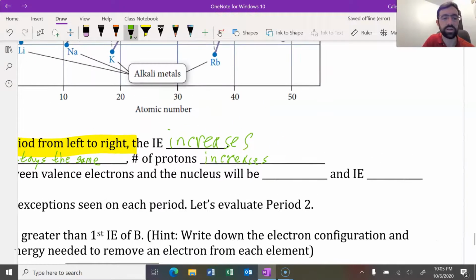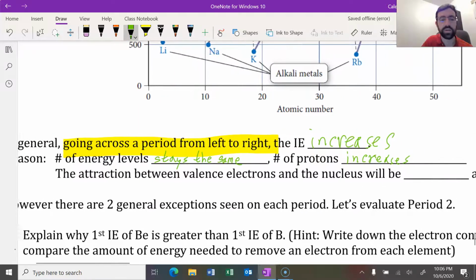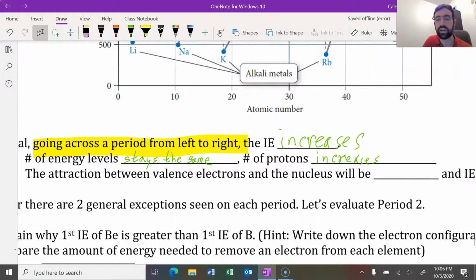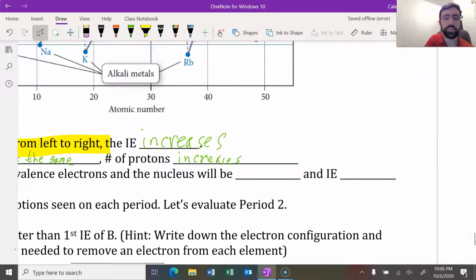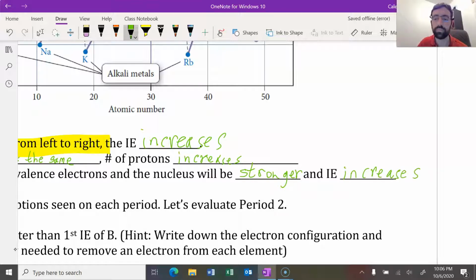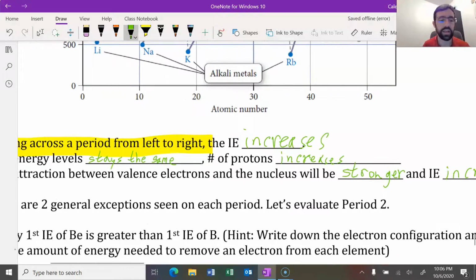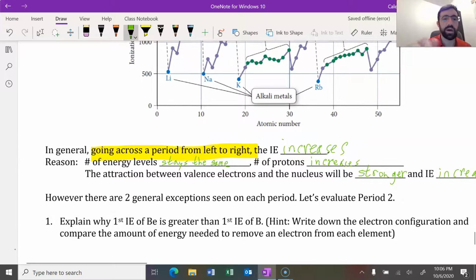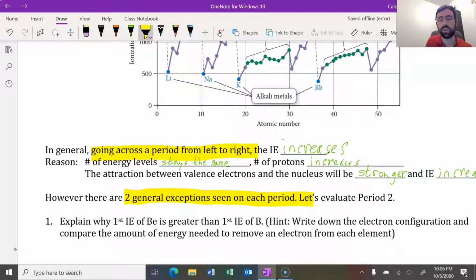Number of protons increases. As a result, the attraction between the valence electrons and the nucleus will be stronger and ionization energy increases. Those electrons are held a lot tighter because we have more protons in the same energy level. They're held on tighter. That's the general trend. However, there are 2 general exceptions seen on each period, and we want to look at period 2.